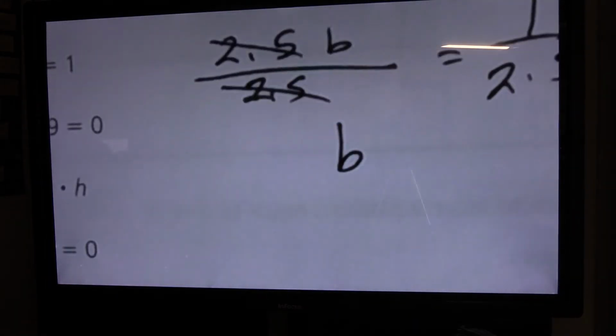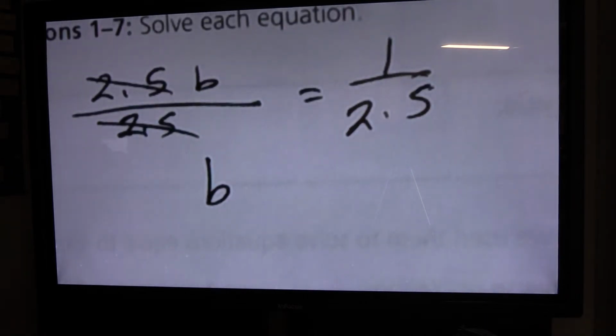And then 1 is, I'm going to have to divide that by 2.5. Now, if I divide 1 by 2.5, what will my quotient be?